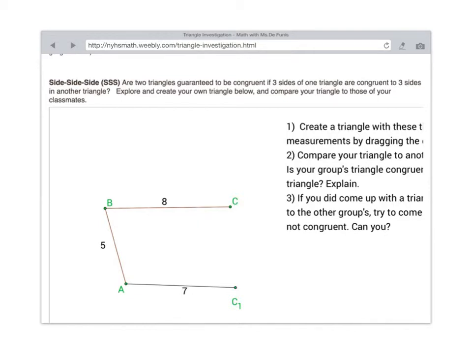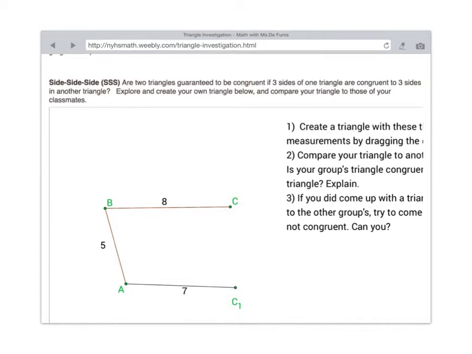So the first situation you explore is the side-side-side relationship. Is it enough to know the sides of 2 triangles to be the same? Are 2 triangles guaranteed to be congruent if 3 sides of one triangle are congruent to 3 sides in another triangle? Your job in class was to explore and create your own triangle below and compare it with the triangles of your classmates.